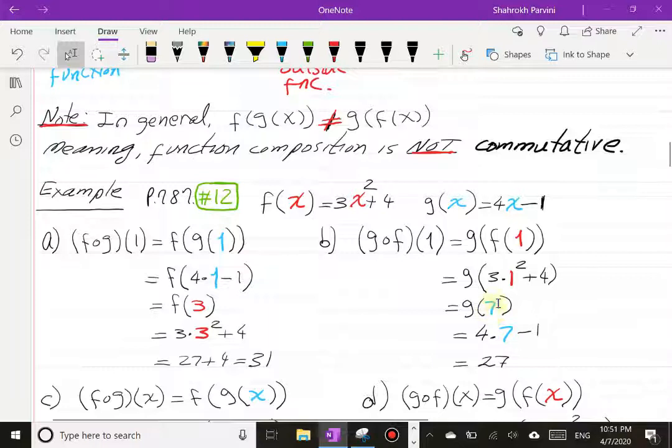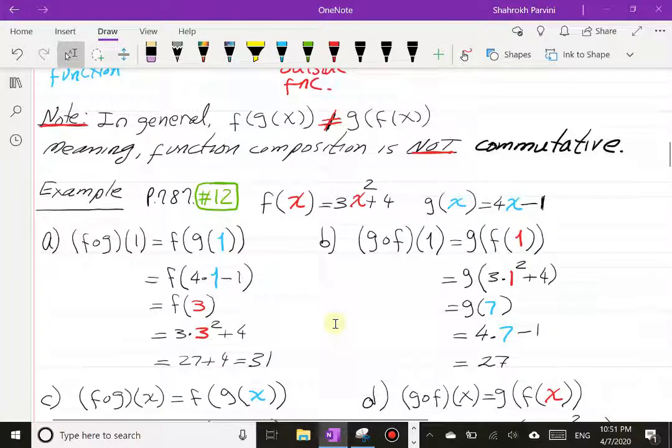And then we plug in a 7 for g and do the arithmetic. Let's remember, what g does, g multiplies its input by 4 and subtracts 1. So I did 7 times 4 minus 1, and I got 27. And as you can see, there are two different results. So f of g of 1 and g of f of 1 are not the same.